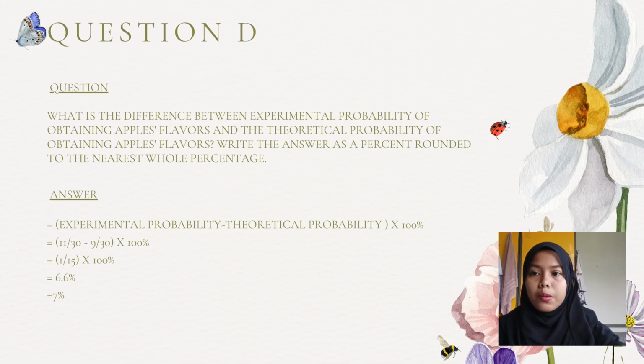Next, for question D, what is the difference between experimental probability of obtaining apple's flavor and the theoretical probability of obtaining apple's flavor? The experimental probability is equal to 11/30, while theoretical probability is 9/30. So, 11/30 minus 9/30, we will get 1/15. Next, we will multiply with 100% because the answer wants a percentage rounded to the nearest whole percentage. So, the answer we got is 7%.